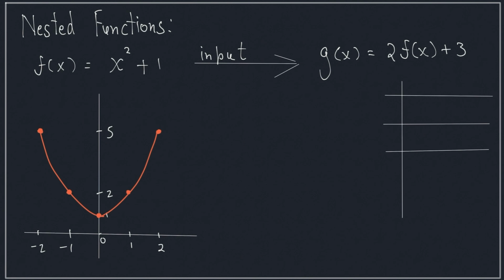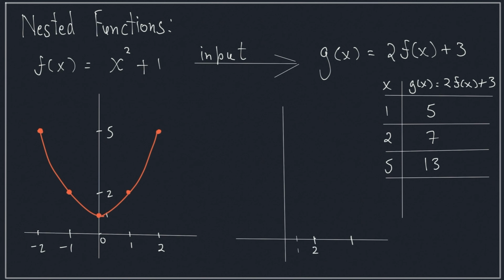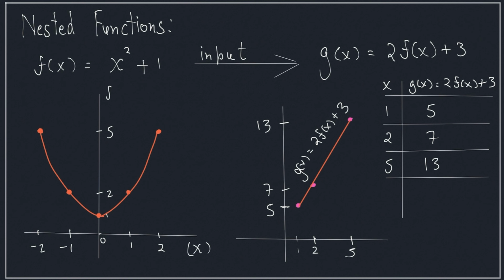I can use certain values of x and find the corresponding values of f(x) and plug them into my function g(x). I can plug x as 1, 2, and 5 and find the values of f(x) and thereafter the values of g(x) as 5, 7, and 13. Now I can graph a relationship between f(x) and g(x) by plotting these data points. On the x-axis, I will have my function f(x). On the y-axis, I will have my function g(x). As you can see, it is a straight line. In a nested function, output of one function is taken as input into another function.